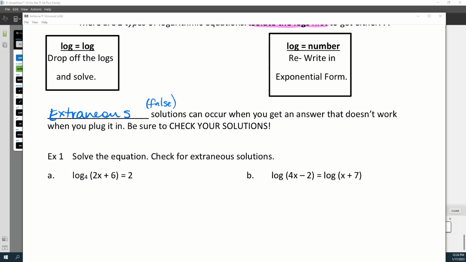All right, so let's look at example 1a. We're going to solve the equations and we're going to check for extraneous solutions. Now here's our logarithm. There's nothing outside of it added or subtracted to it, so it's already isolated. And this one is log equals a number. And anytime it's log equals a number, you're going to rewrite in exponential form.